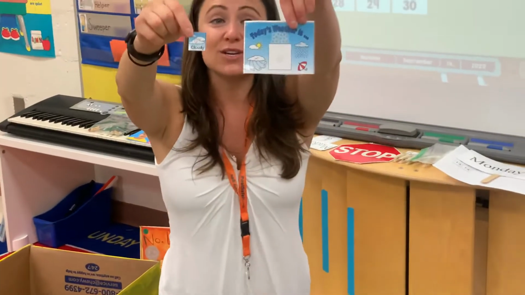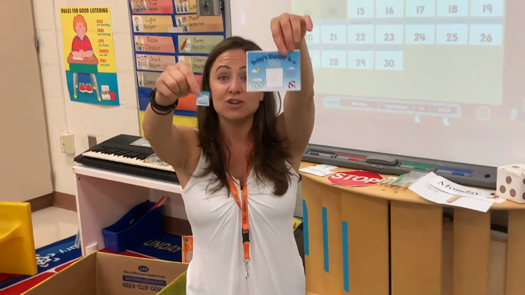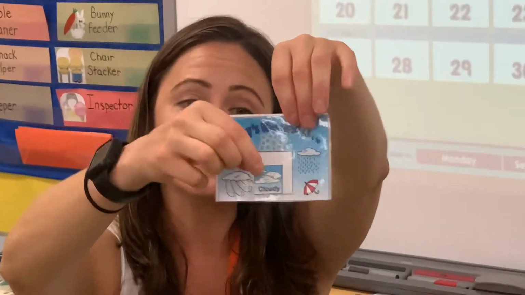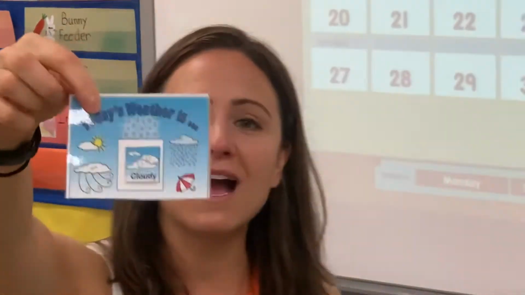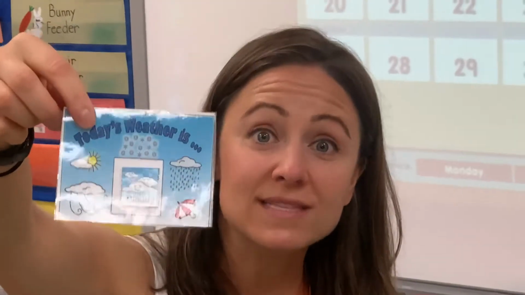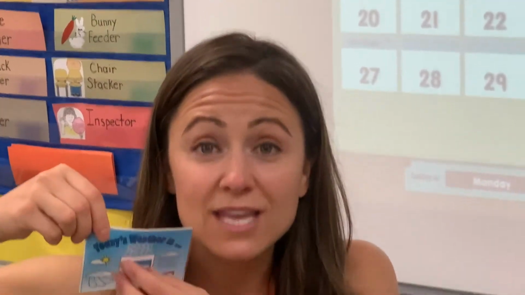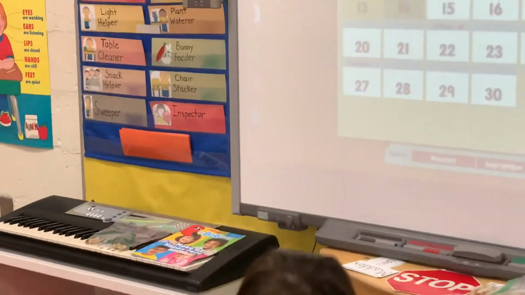So what you're going to do is take your today's weather is chart, and you're going to take your cloudy piece and stick it right on top. So that way we know that today it is cloudy. Certainly looks like it's going to rain. So if you're at home and you see rain and you want to change it, you can, because it's Velcroed on like that. Okay? All right, so that's for today for our weather.